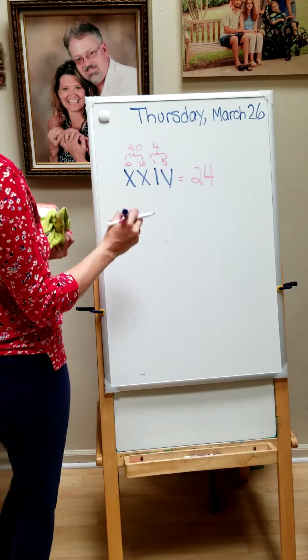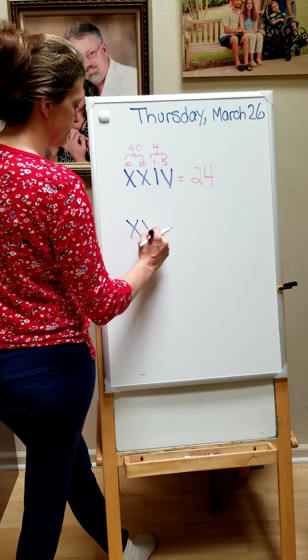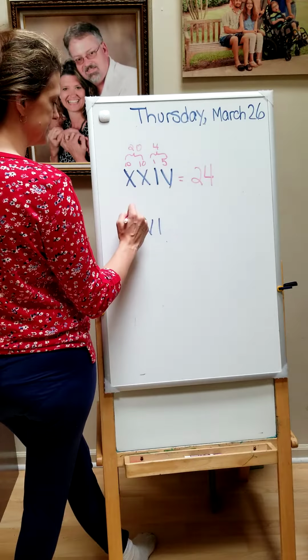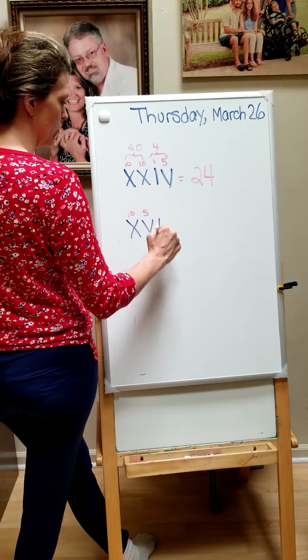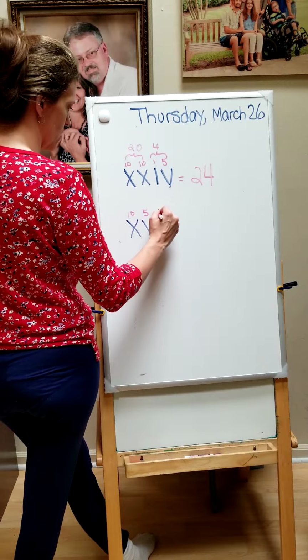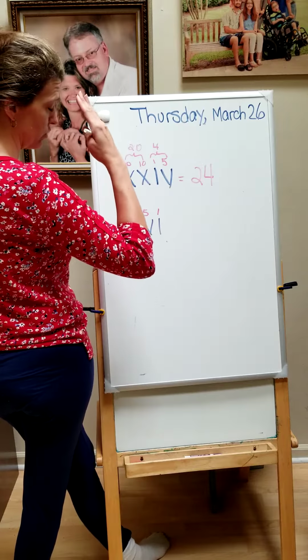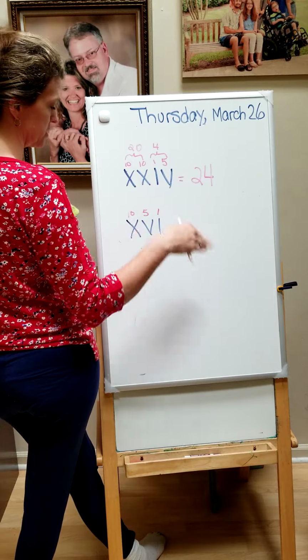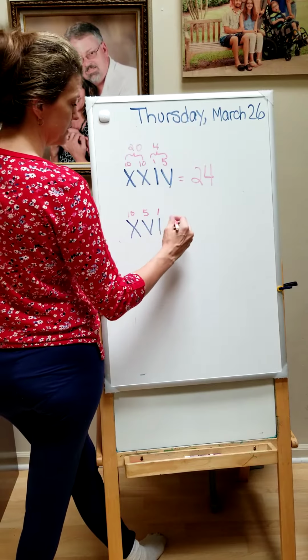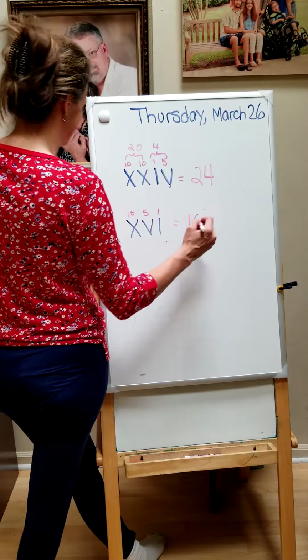Next one, X, V, I. What is X? 10. What is V? 5. What is I? 1. Now we're going 10, 5, and 1, so we're going all in order from greatest to smallest. So 10 plus 5 plus 1 equals 16.